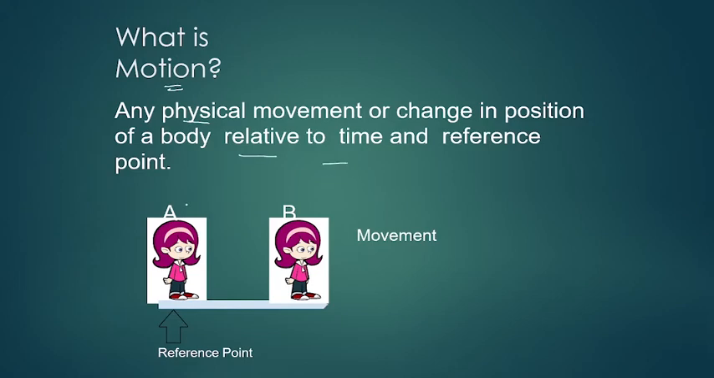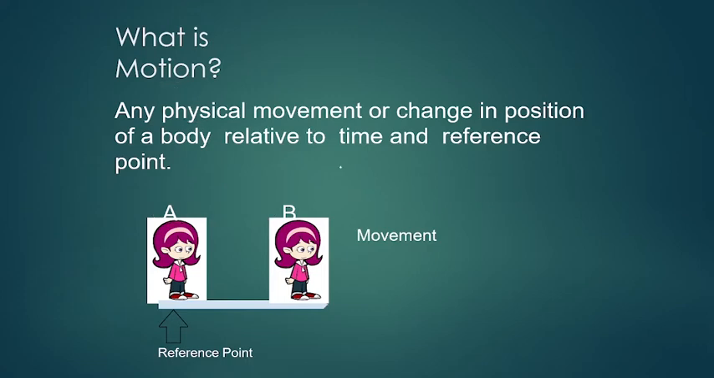point. Okay. So now if you consider this girl at 0 seconds, she was at point A. Then after 2 seconds or 3 seconds, let us suppose, she moved to point B. So here with change in time, there is a change in position of the body. So we can say that the girl is in motion.